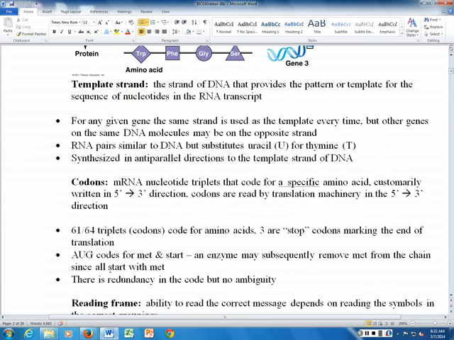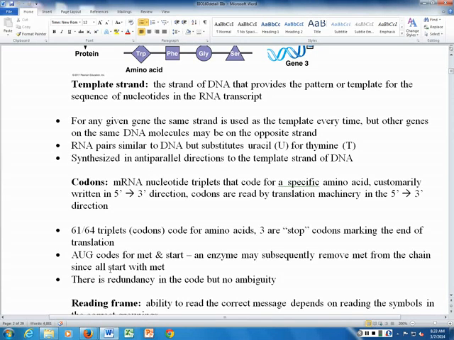And you've got double-stranded DNA, so for any particular gene, it's always going to be the same side of the DNA, but there are genes on both sides of that piece of DNA. It just varies on which side that particular gene is located. So the RNA is going to pair similar to the DNA, but you're going to use uracil instead of thymine. So in DNA, where you pair A and T together, in RNA you pair A and U together.